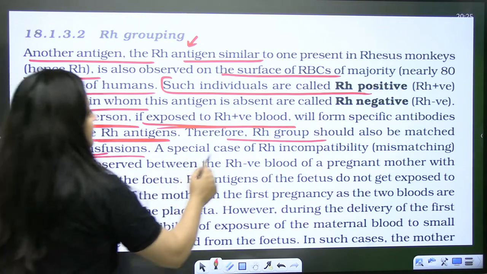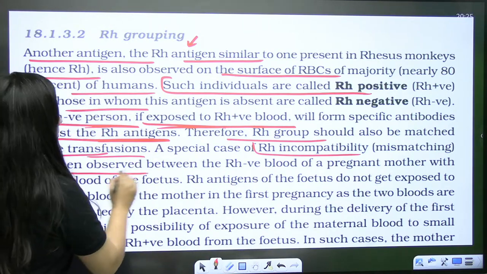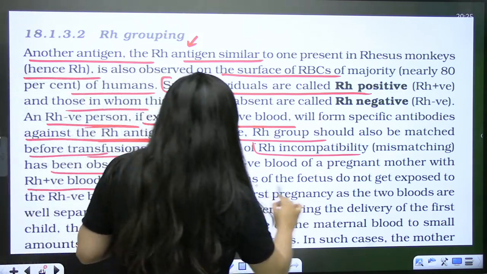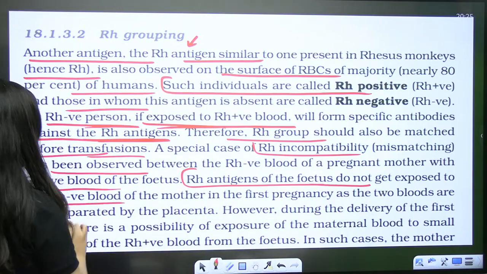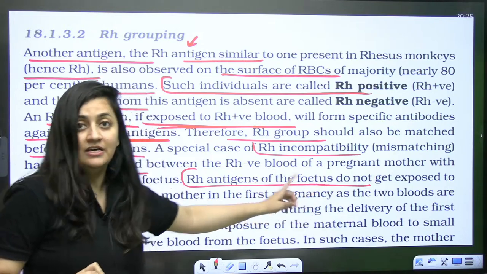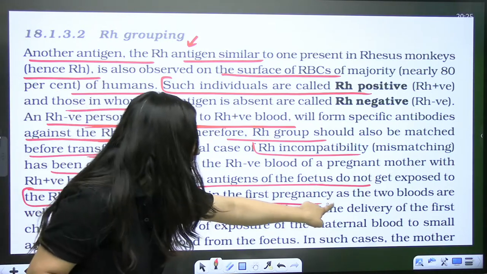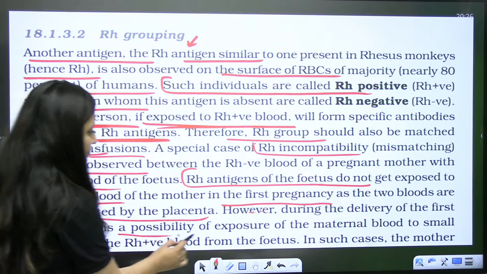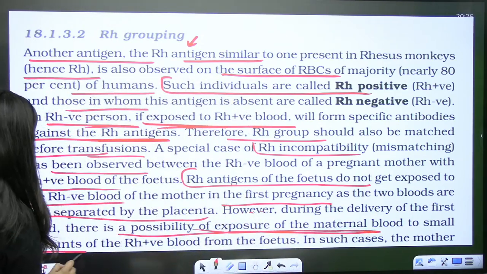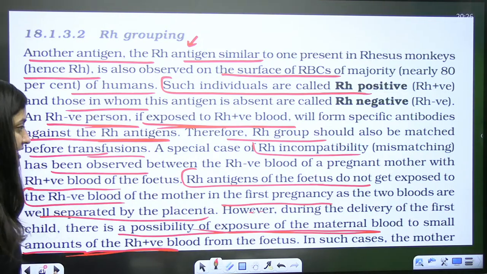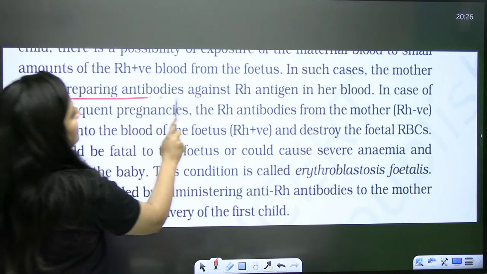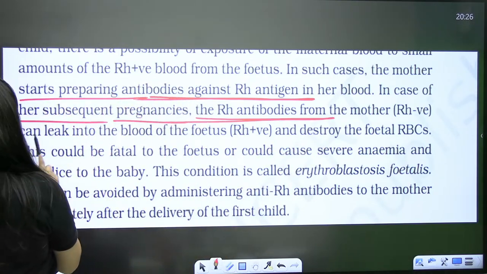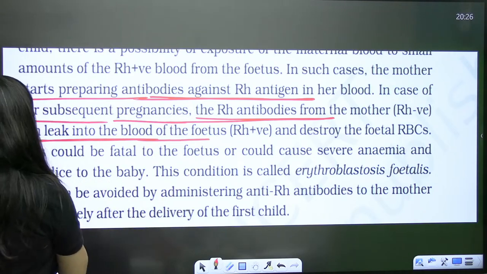Right, so a special case of Rh incompatibility, that is mismatching, has been observed between the Rh negative blood of a pregnant mother and the Rh positive blood of the fetus. Here you can see Rh antigens of the fetus, because they are positive, do not get exposed to the Rh negative blood of the mother in the first pregnancy, as the two bloods are well separated by the placenta. But during the delivery of the first child, there is the possibility of exposure of maternal blood to small amounts of Rh positive blood from the fetus. So in such cases, the mother starts preparing antibodies against Rh antigen. In her subsequent pregnancies, the Rh antibodies from the mother can leak into the blood of the fetus and destroy fetal RBCs.